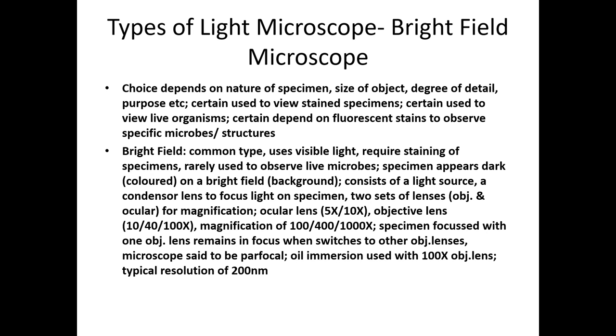Okay, first thing, it uses visible light. VIBGYOR: violet, indigo, blue, green, yellow, orange, red. It uses visible light. Then it requires staining of specimen. So that is one important point. Bright field microscope is used to observe stained microorganisms or stained specimens or stained samples. This is the microscope which we use. Fine. Now, rarely used to observe live microorganisms.